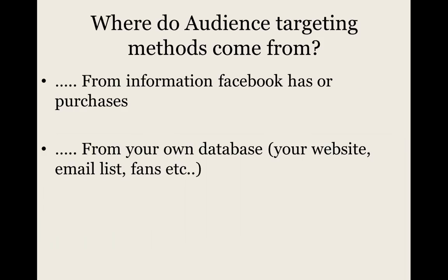Next, where do audience targeting methods come from? From information Facebook has or purchases. In this case, you pay Facebook to get some information, analytics, or statistics for your product or for audiences that may probably purchase your product. Next is from your own database, your website, email list, fans, etc. In this kind of situation, you would know who would be the audience for your product. You would have them on your own business website, your email list, and from your fans who probably would love or really like your product.